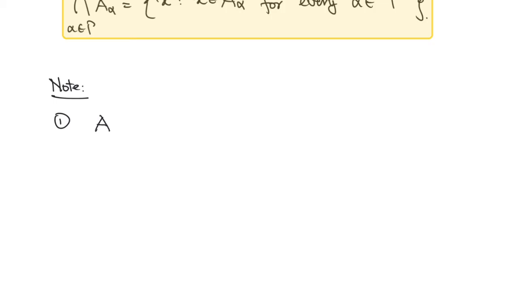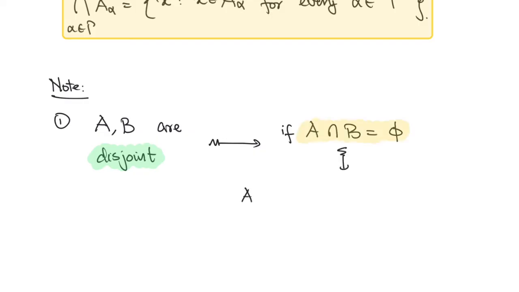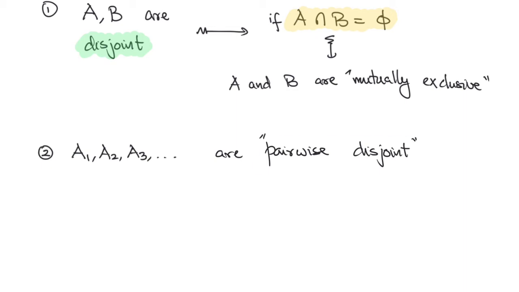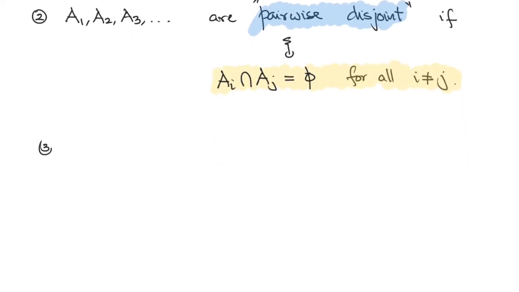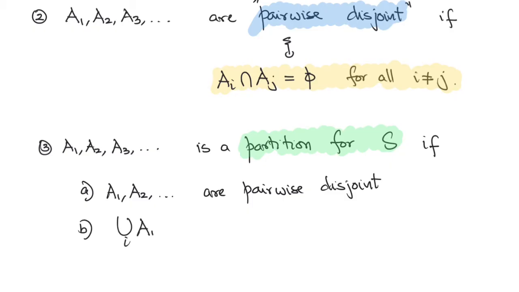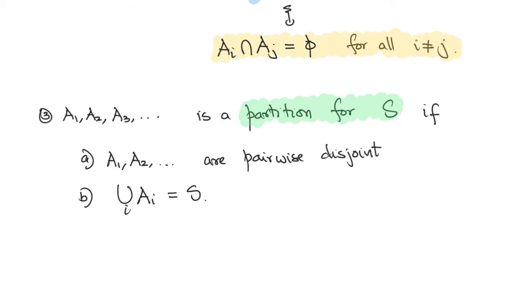We note the following. We will say that A and B are disjoint sets if the intersection of A and B is the empty set. Sometimes this is also stated as A and B being mutually exclusive. A collection of sets A1, A2, A3, and so forth is said to be pairwise disjoint if the intersection of A_i and A_j equals the empty set for all choices of i and j that are not equal. We will say that a collection of sets A1, A2, A3, and so on is a partition for the set S if it is a collection of pairwise disjoint sets, and if the union of the A_i equals the entire set S.